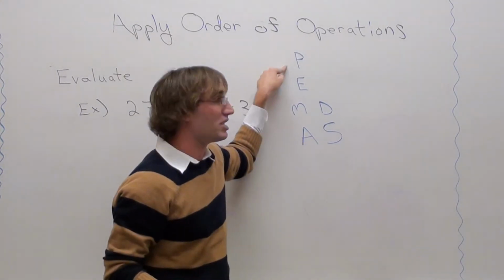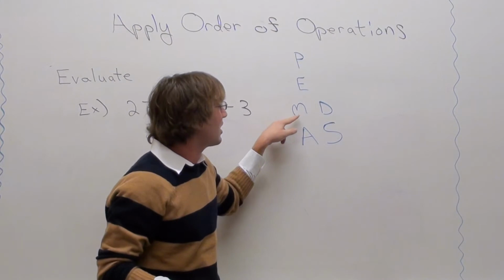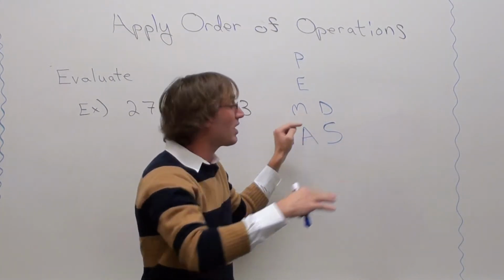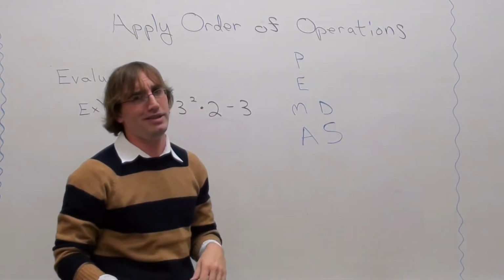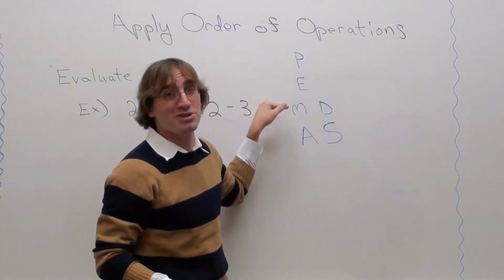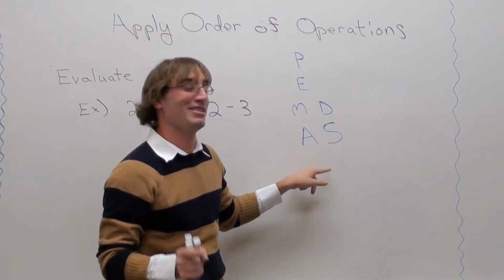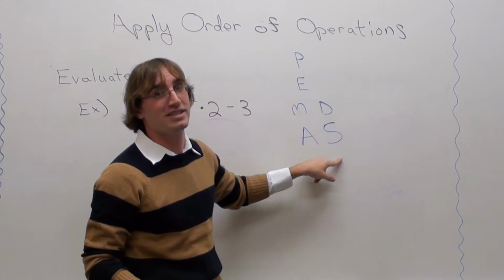But you take care of your parentheses first, then you take care of your exponents, then you take care of your multiplication and division at the same time, but you go from left to right. Addition, subtraction, same time, left to right. And the saying that people oftentimes use is, please excuse my dear Aunt Sally. Let me say that again. Please excuse my dear Aunt Sally.